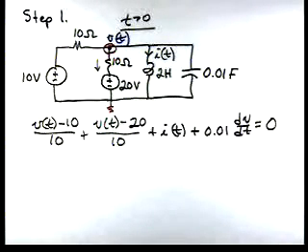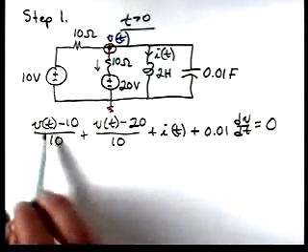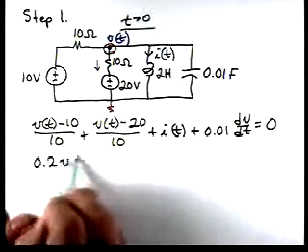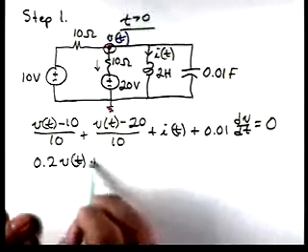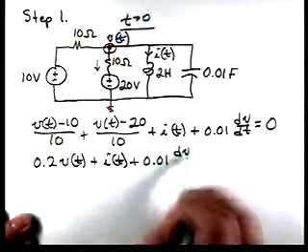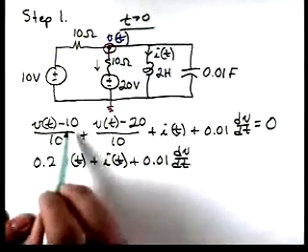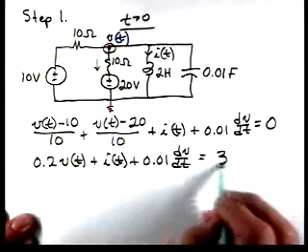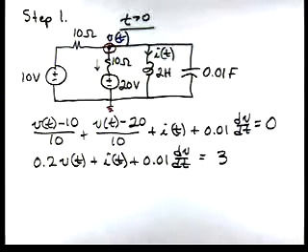Now, let's collect up some terms. We'll have a couple of 0.1 v(t), so we get 0.2 v(t) plus i(t) plus 0.01 dv/dt. Now, minus 10 over 10 is minus 1, and minus 20 over 10 is minus 2. Move those over to the right-hand side, and that becomes 3. Okay, so again, we've got the case where we've got one equation and two unknowns.